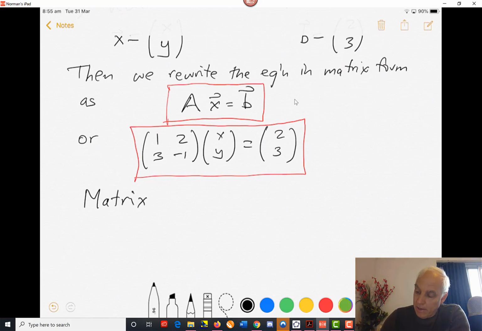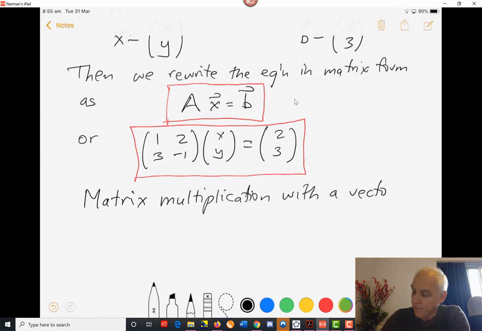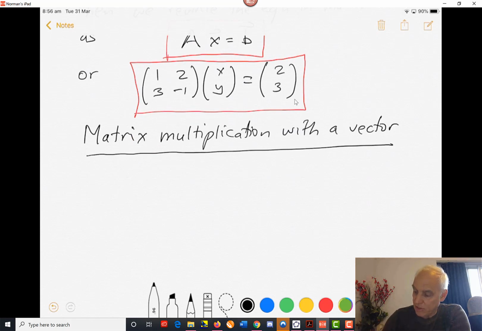Matrix multiplication with a vector. It's a special kind of matrix multiplication. We're going to be looking at more general products later, but this is sort of the baby case. Okay, so the first definition is to multiply a row vector by a column vector. And it's important that they have to be of the same size. Okay, so they have to be of the same size.